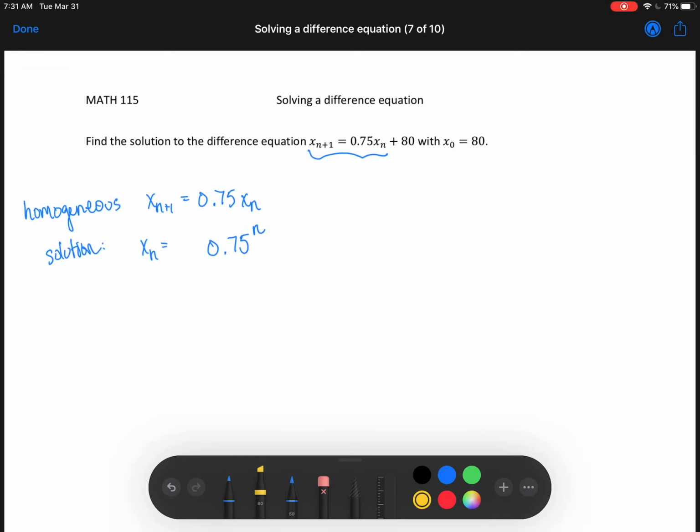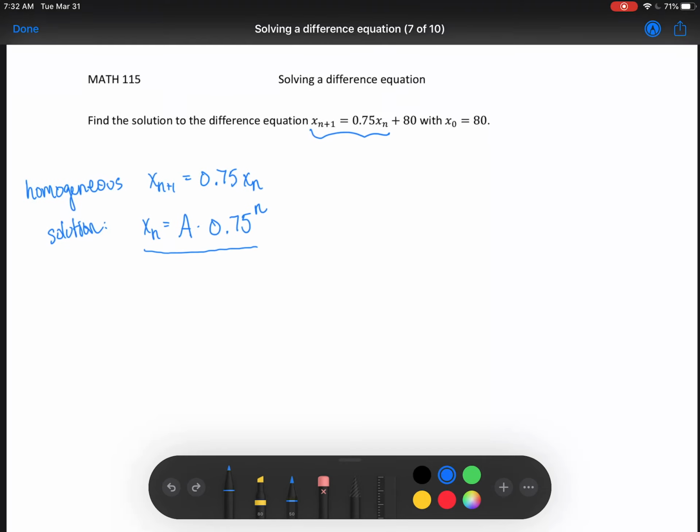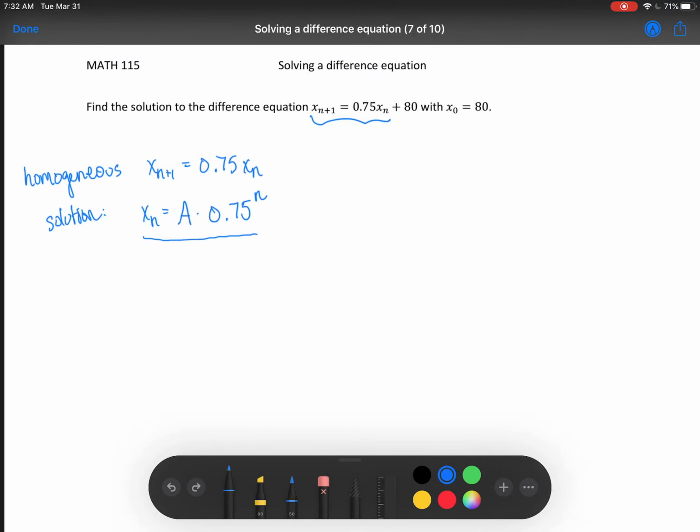And in our last example, we used the 80 as the coefficient here. We are not going to do that this time. The solution is going to have a different number as the coefficient here, which we're going to call capital A for now. So we have x sub n equals capital A times 0.75 to the power n, where again that 0.75 comes from the difference equation right there. All right, so that's our first piece. I'll leave it underlined because we are going to need that later.